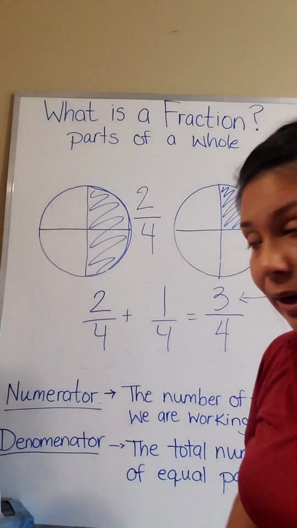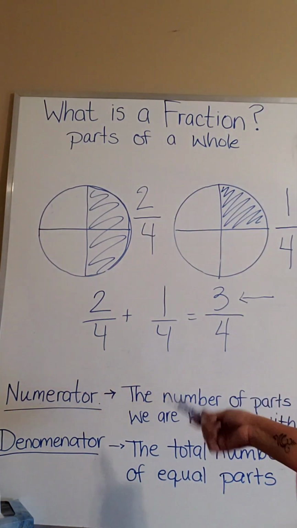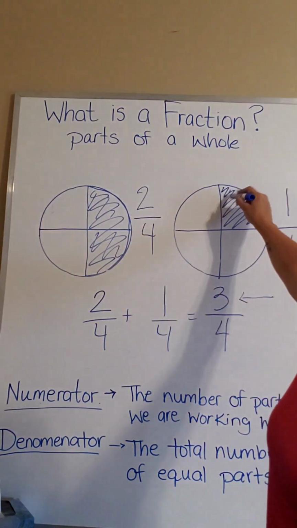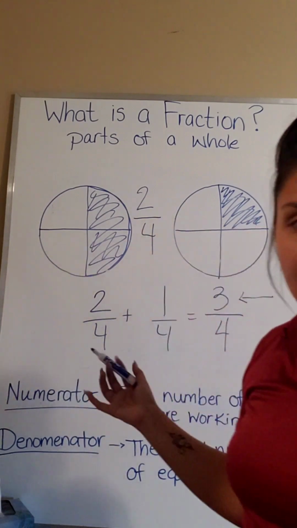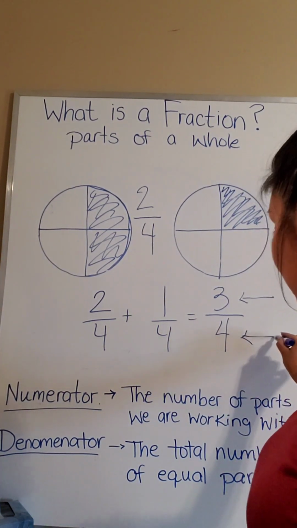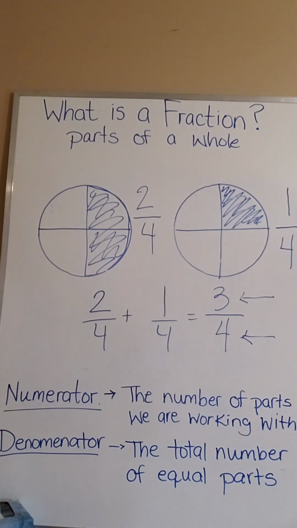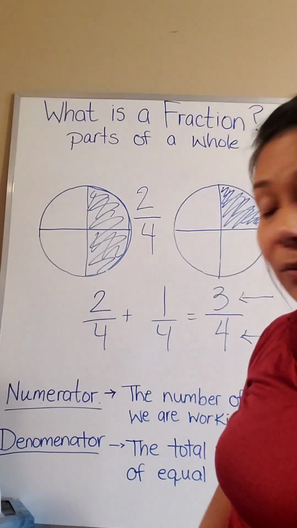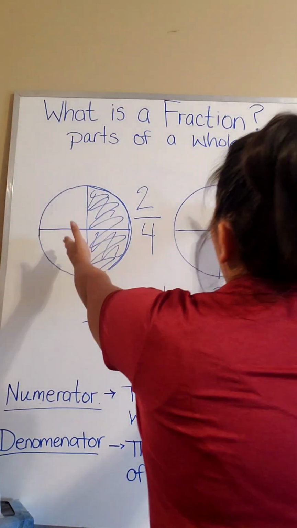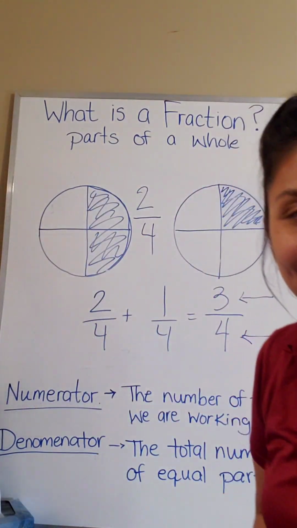Now going back, this 3, this top number, what is it called? Right, it's called a numerator because it's the parts that we're working with. In this one, we had 2, right? And in this one, we had 1. And we added those together and we got 3. And the bottom number, what is that called? Right, it's called a denominator because there are 4 equal parts.